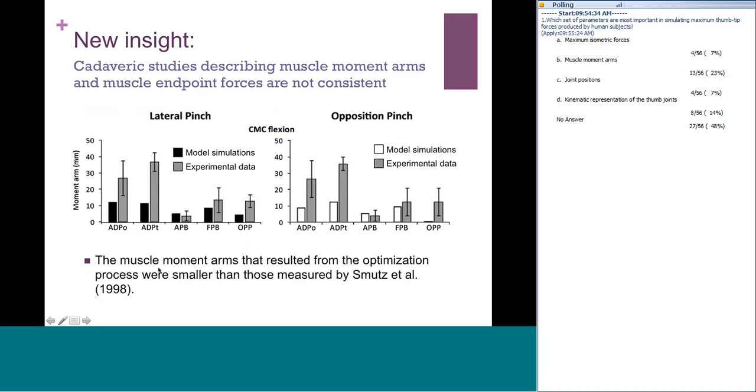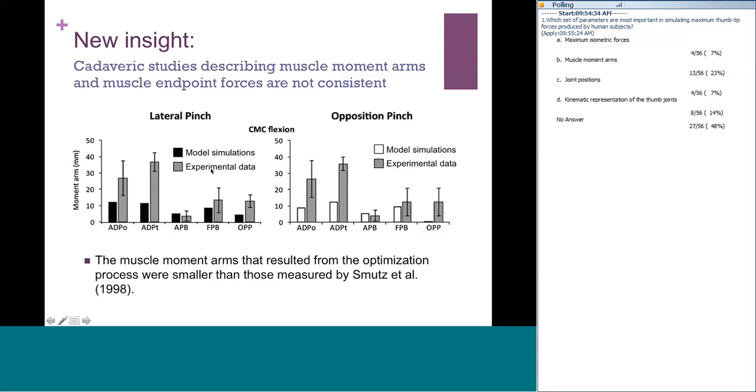A new insight that we were able to draw was that the cadaveric studies describing muscle moment arms and the cadaveric studies describing muscle endpoint forces are not mechanically consistent with each other. So again, I'm showing results for lateral pinch and opposition pinch for the same 5 intrinsic muscles that I just talked about, their endpoint forces. I'm focusing in on 1 degree of freedom, CMC flexion, and I'm showing you the CMC flexion moment arms.